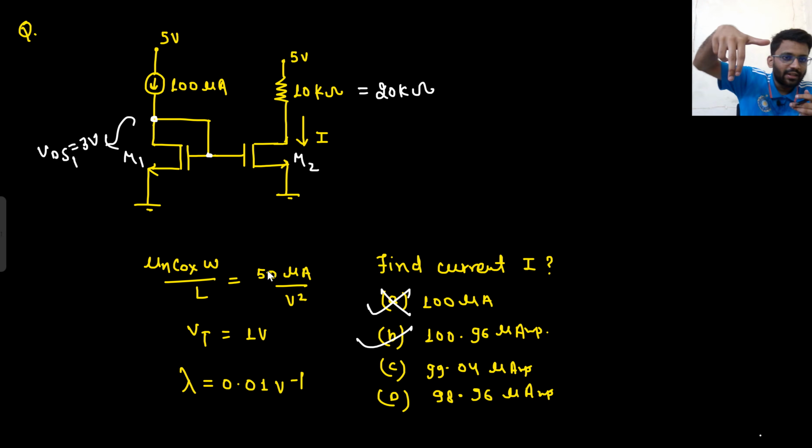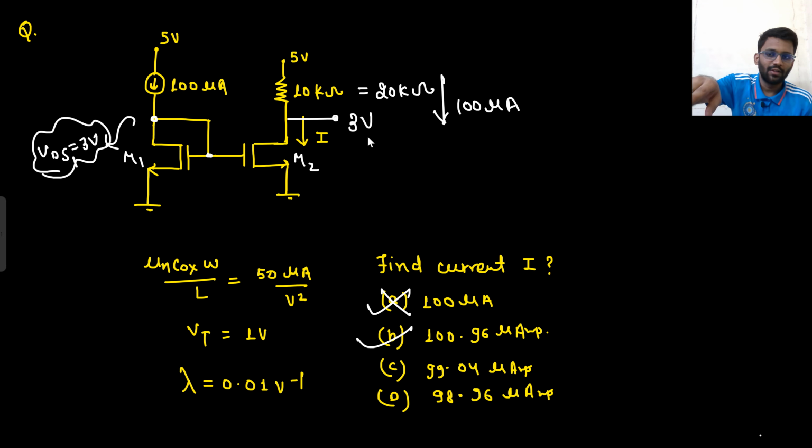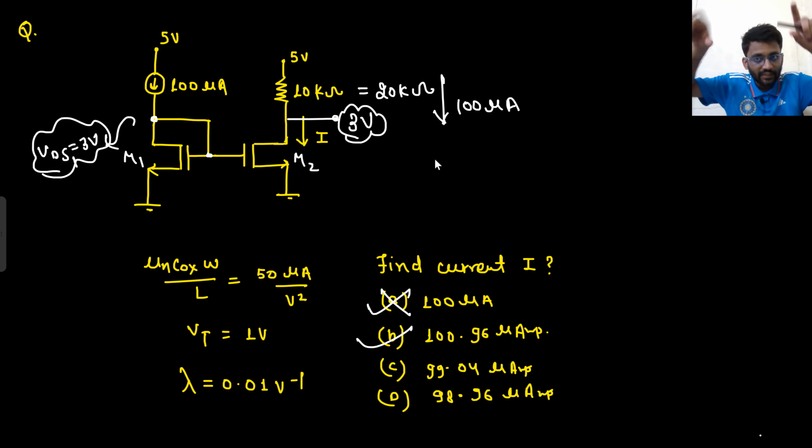If 100 microampere current is flowing here as well, what will be this voltage? 100 microampere into 20 kilo ohm, so it would be 2 volt. So this voltage will be 3 volt. And when I find the VDS value for this, it is also 3 volt. So both of the VDS values are the same. That means it can drive 100 microampere current for sure, because if it is driving the same current as that, then only your VDS values are the same. So certainly current will be 100 microampere only.